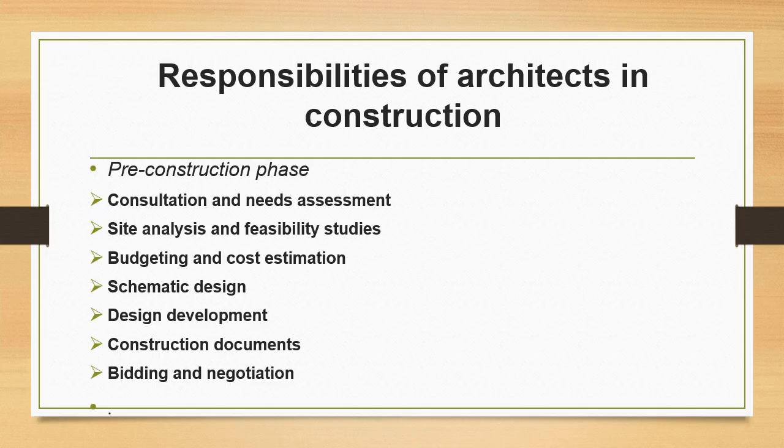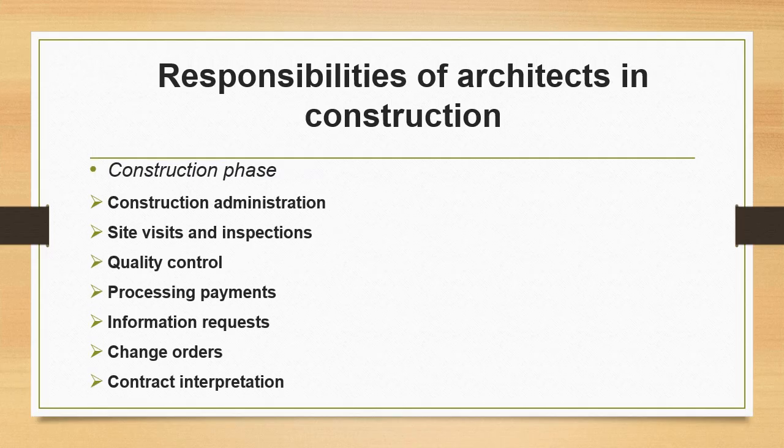Now, the next phase is the construction phase. What are the responsibilities? The first responsibility is construction administration. That is, once construction begins, the architect provides oversight to ensure the project is being built according to the contract document.